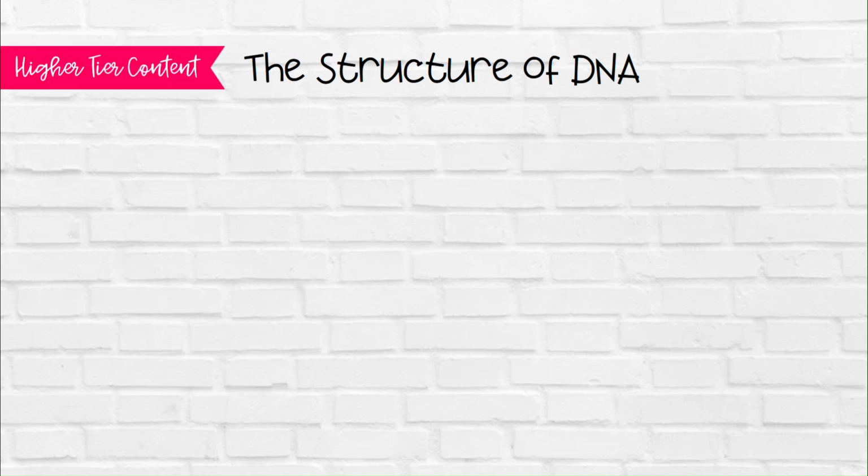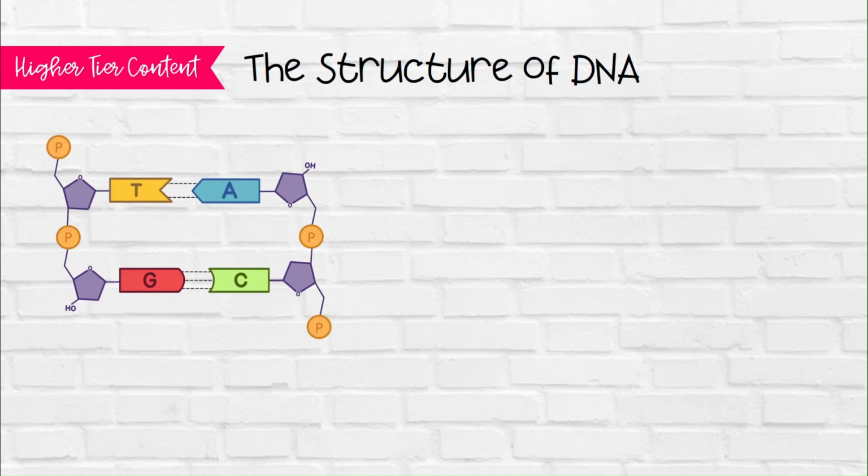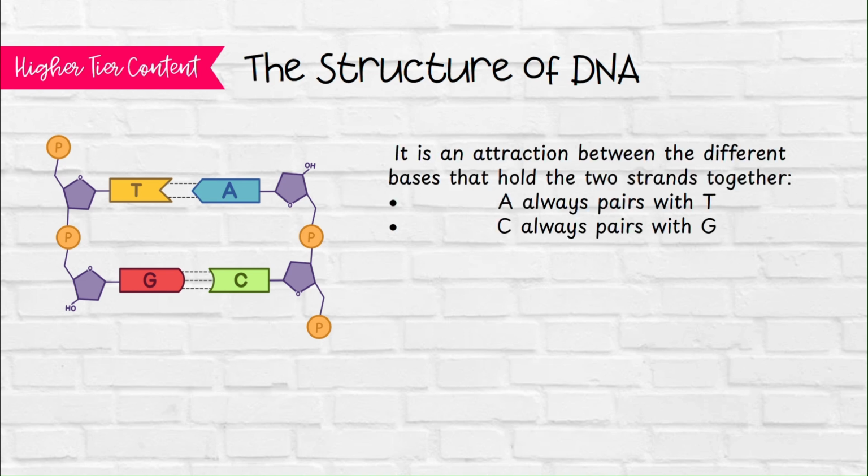So now we move on to some higher tier content for the structure of DNA. This is the diagram that I showed you in that other picture, on the other slide even, and it is an attraction between the different bases that hold the 2 strands together. A always pairs with T, and C always pairs with G.